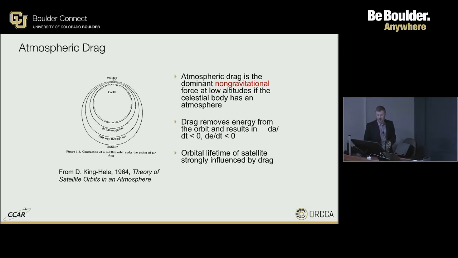Once you reach a circular orbit, this is also, by the way, the concept for aerobraking when we go to Mars or something. You go into a highly elliptical orbit and then you just let the atmosphere bring you down and circularize you. So we like it at Mars, we hate it at Earth.